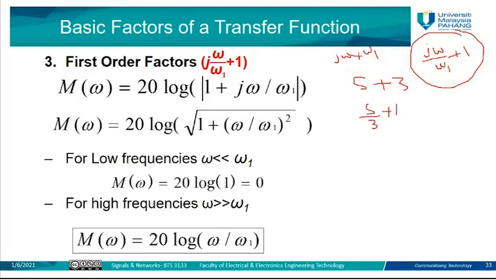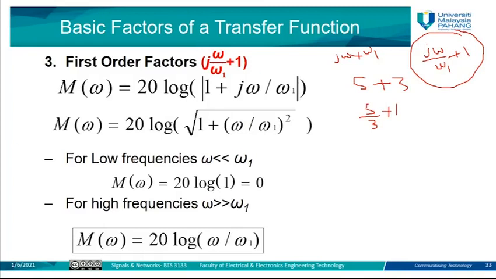I mean, if omega equals 0.1, omega equals 10, omega equals 100, and we have omega 1, when we compare omega to omega 1, the form of magnitude will be changed. So we have two different cases here. And from this one, we can understand what we mean by low pass filter or high pass filter.